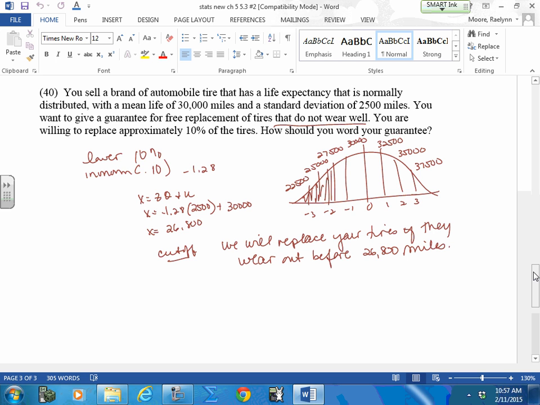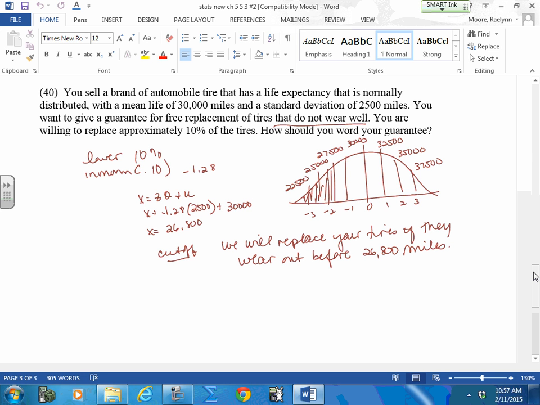I want to find what the cutoff is so that I could tell my consumer, you're buying tires that will last you 30,000. If your tire doesn't last you to 26,800 miles, I would replace your tires, because they should have at least given you that much. They're, on average, 30,000 mile tires. So there's your cutoff.